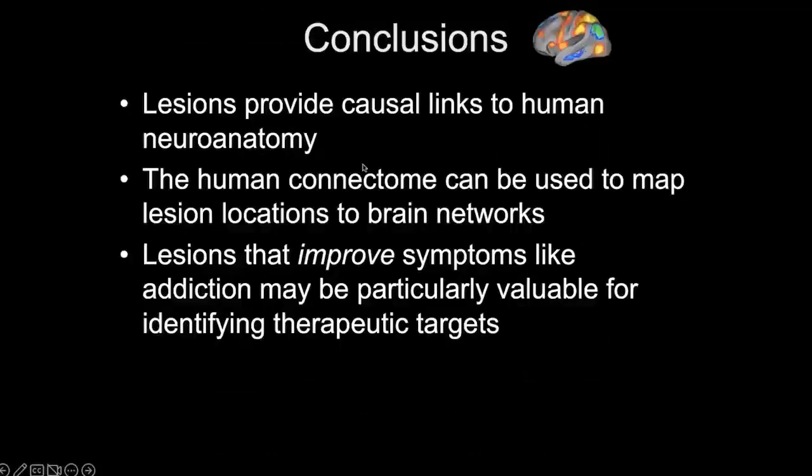So three take-home points. One is that lesions can provide causal links to human neuroanatomy. Take-home point number two is that the human connectome can be used to map these lesion locations onto brain networks. And number three, lesions that improve symptoms like addiction may be particularly valuable for identifying our therapeutic targets. Again, focused on the where.